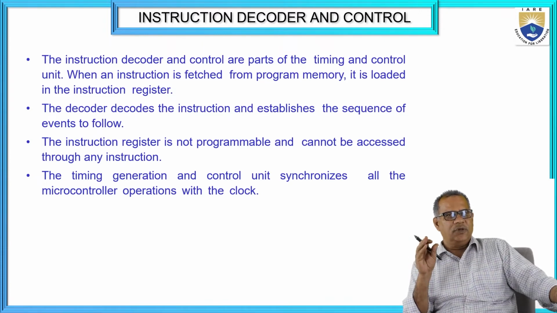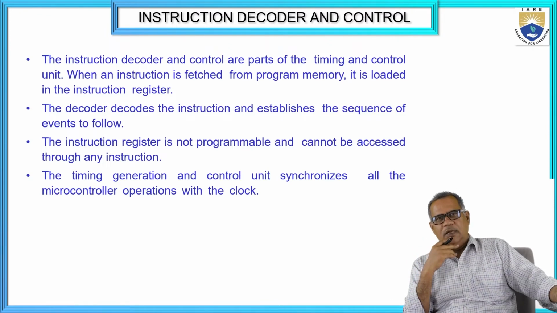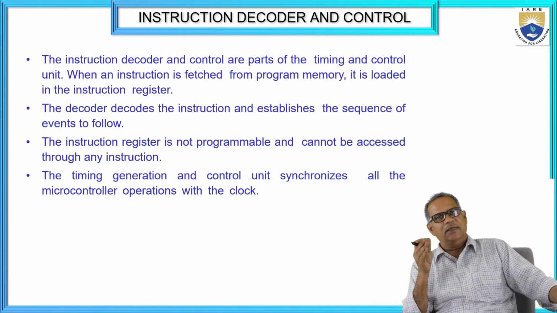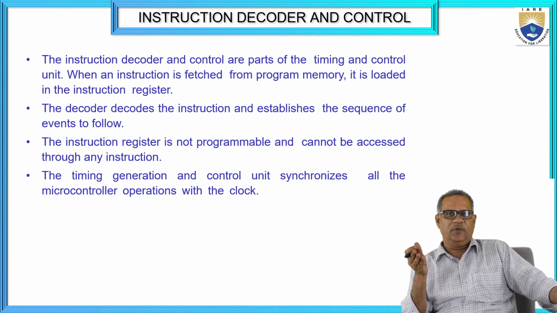Only it is used to store the instructions that are fetched from the memory. And the timing generation and the control unit synchronizes all the microcontroller operations with the clock. The machine cycle in the case of the 8051 controller contains 12 clock pulses, whereas in the 8086 microprocessor, each machine cycle consists of 4 clock pulses. In the case of the 8051 microcontroller, each machine cycle consists of 12 clock pulses.